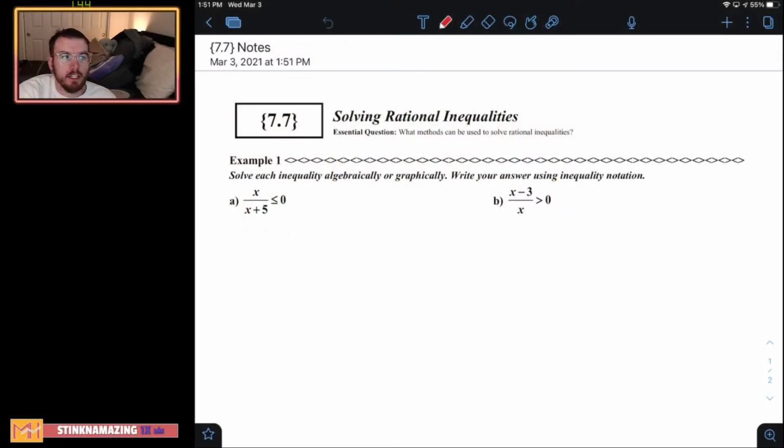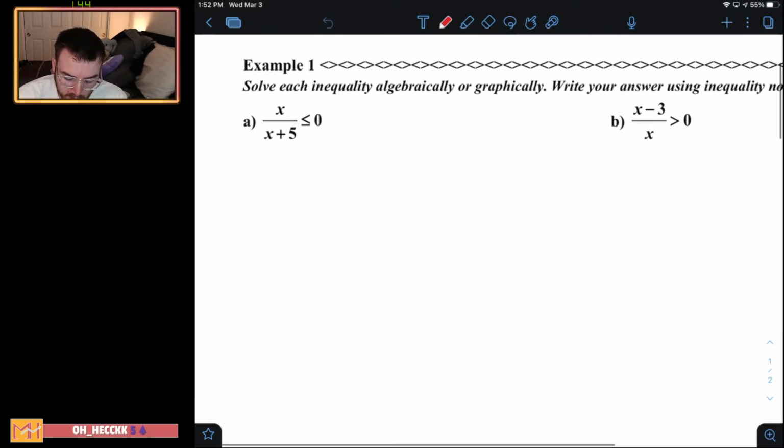We're looking at solving rational inequalities. In 7.5 and 7.6, we were solving equations and we were solving for x. There might have been more than one answer for x, but we were solving for x. Now we are solving inequalities. The best way to solve inequalities, in my opinion, is by graphing. And that's exactly what we're going to do for each of these.